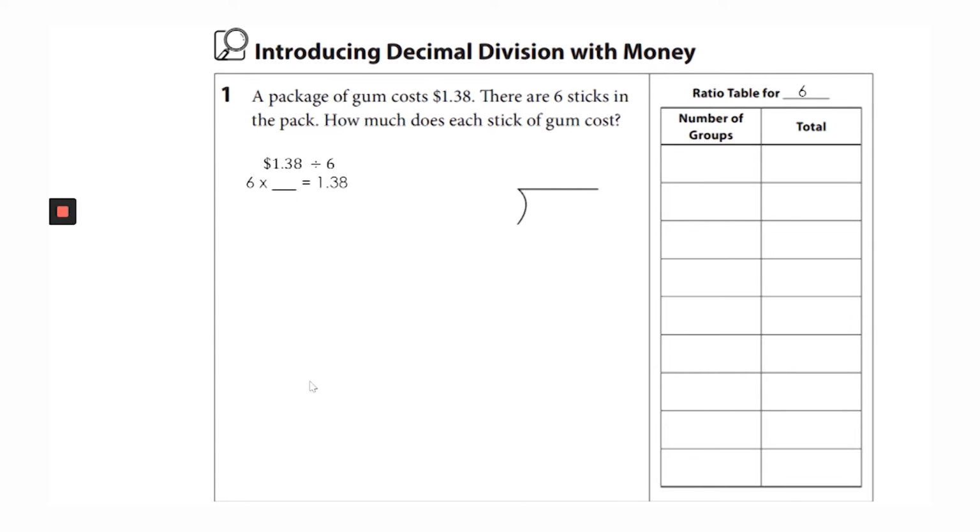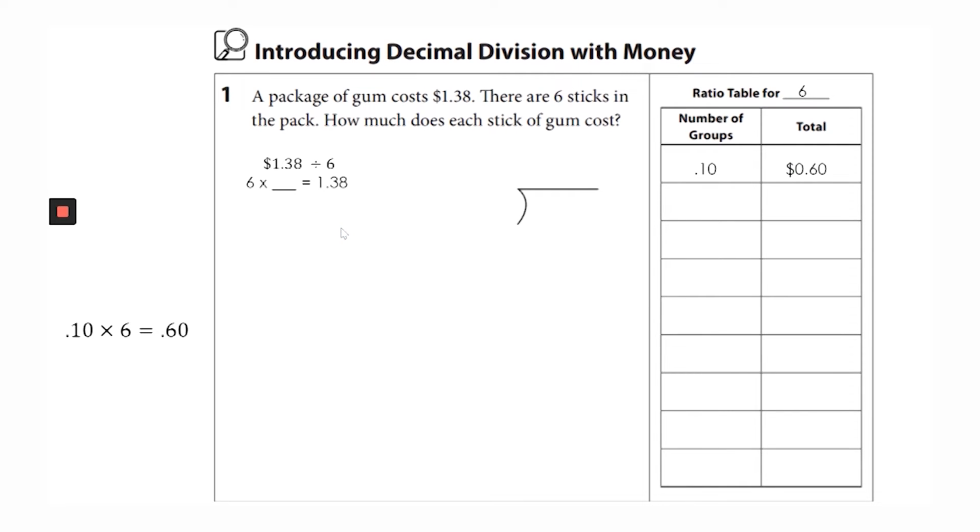Okay, here's the problem. We're going to use a ratio table. We're also going to use an area model to solve this division problem, which you can also think of as a missing factor problem. 6 times what gives me $1.38? We're going to do 6 times a couple of different things to try to get it up to $1.38. So first, let's do 1/10 or 10/100 times 6. That's 60 or 60 cents.